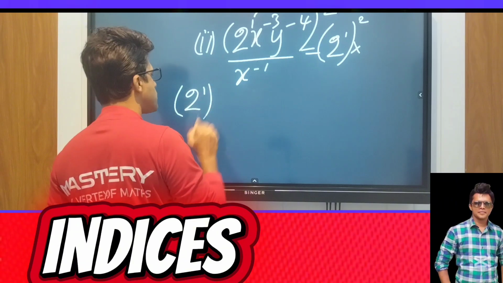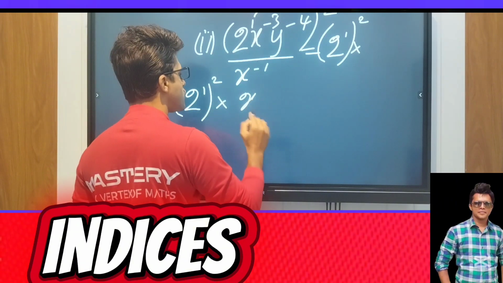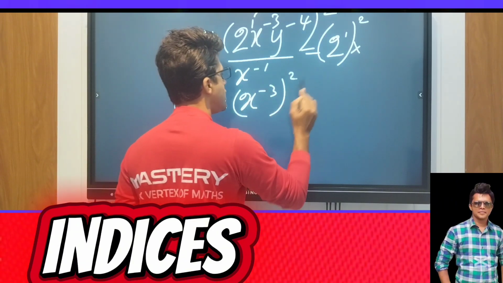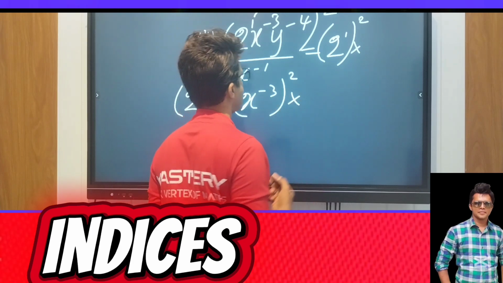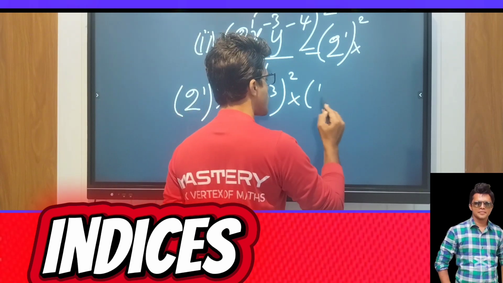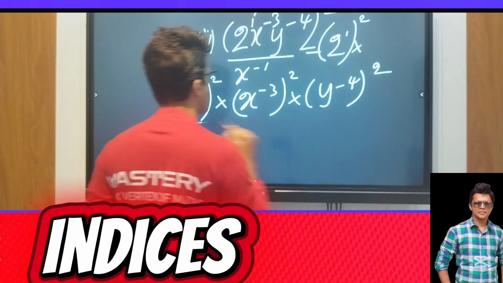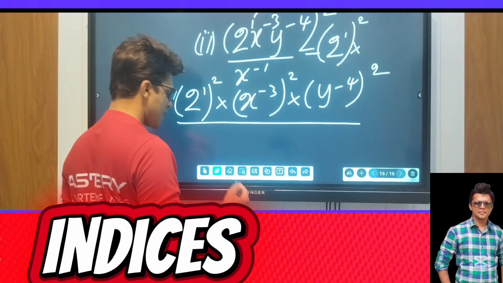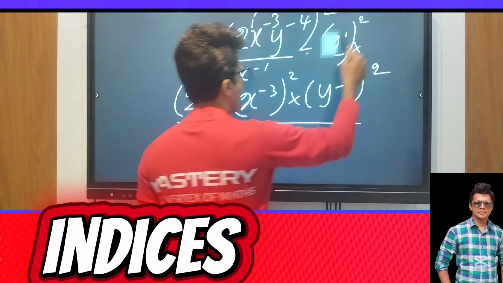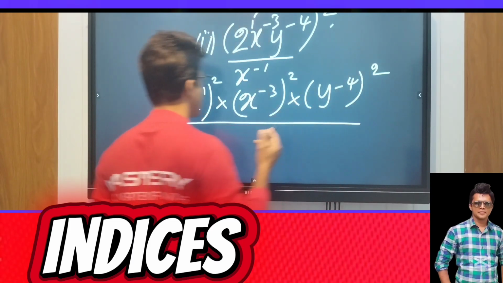2 to the power 1 times 1 here, then x to the power minus 3 times 2 here. Really, why do I simplify in this sense? So that you can understand, so that you can realize properly. y to the power minus 4 times 2. And also here, x to the power minus 1. There are no values here, therefore that needs to be written in the denominator.